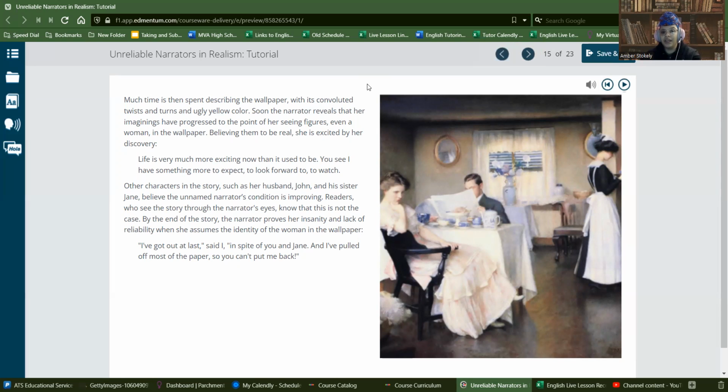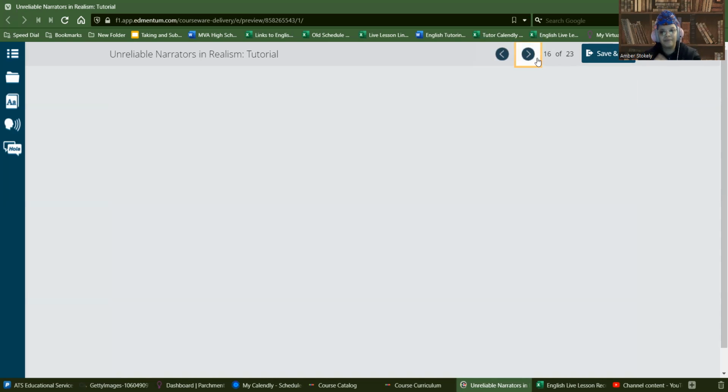So the story ends with one of these lines. "I've got out at last, said I, in spite of you and Jane, and I've pulled off most of the wallpaper, so you can't put me back." So when she says that, she at this point thinks that she's the woman who was in the wallpaper and that she managed to break out of it. So that's the line that confirms for sure that she is actually crazy and that you can't count on anything that she said as being real.